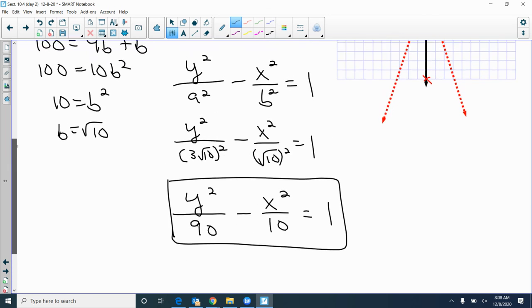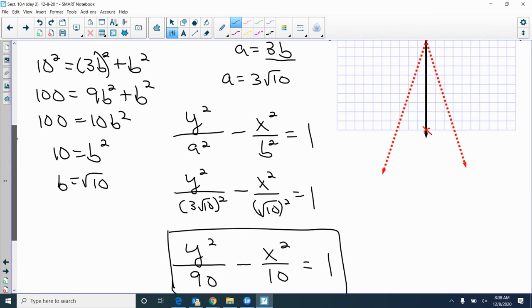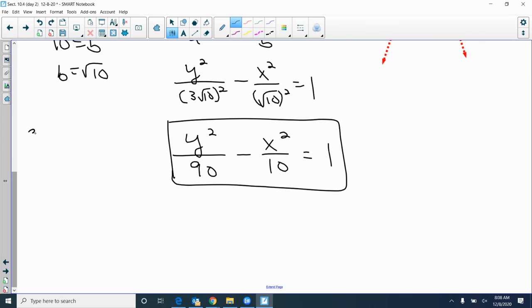Now we did say A was 3 radical 10. We did say B was radical 10. So you've got to think about this. A over B is 3 radical 10 over radical 10, which does reduce to 3 over 1, or 3. So it does satisfy that condition that the slope's 3.